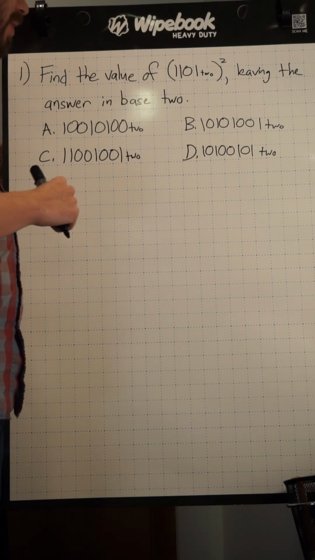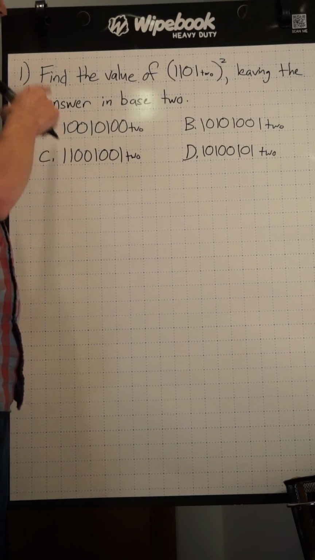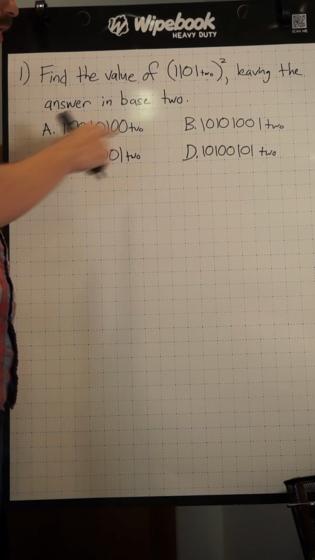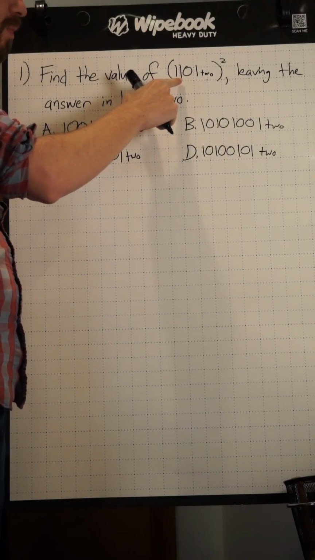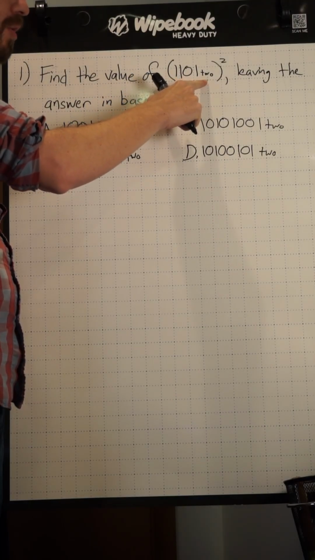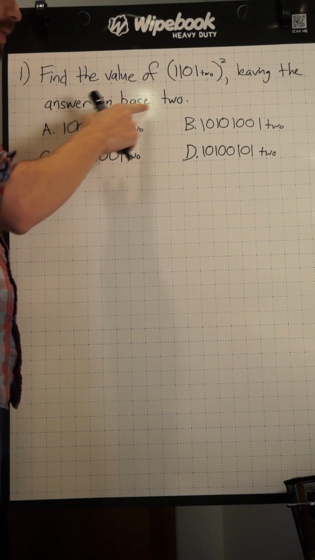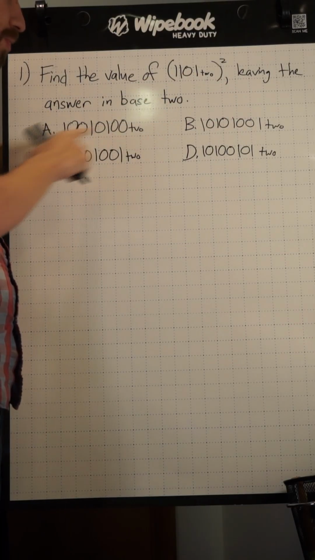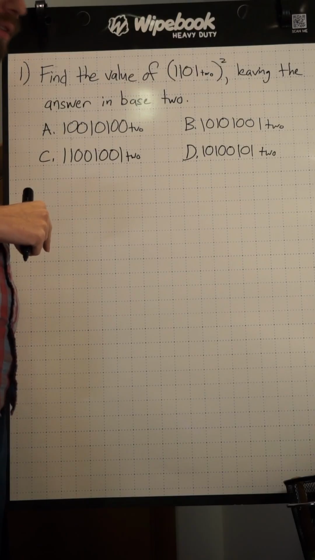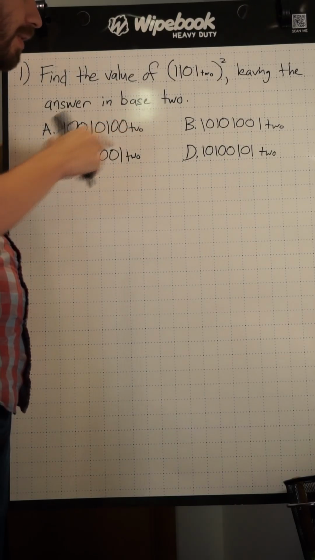So let's start looking at this past WASSCE question together. It says, find the value of this number 1102 base 2 squared, leaving the answer in base 2. And we can see this is what our answers look like. So we should be able to choose one of these answers.